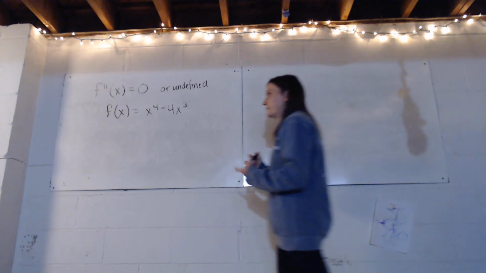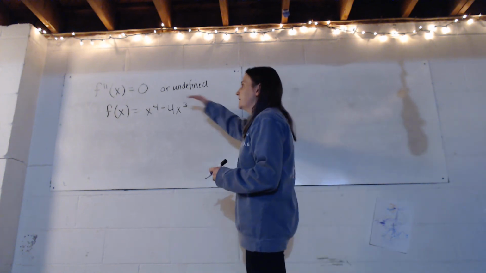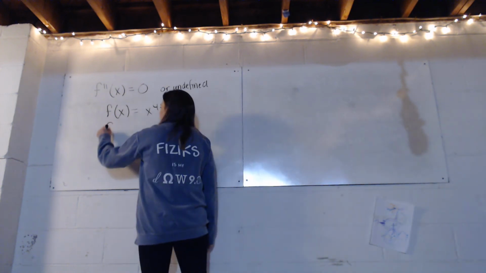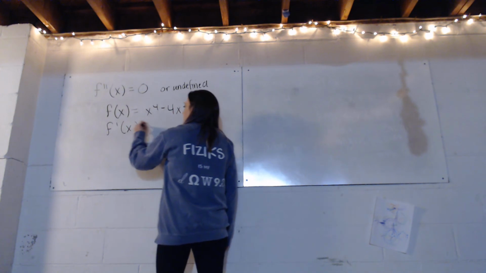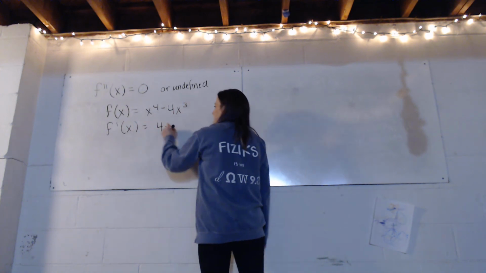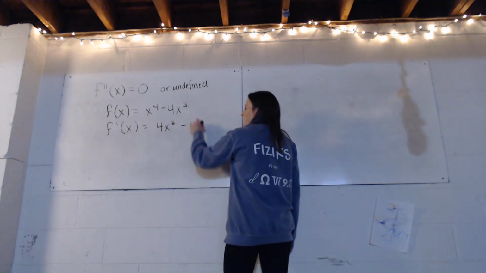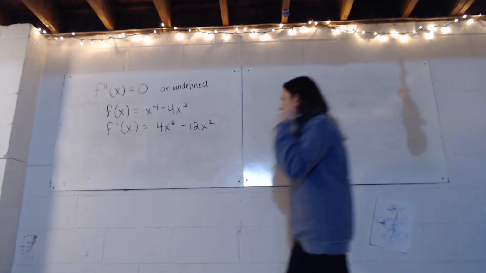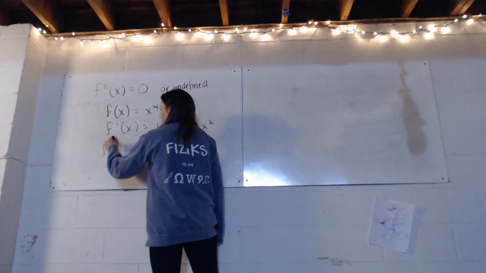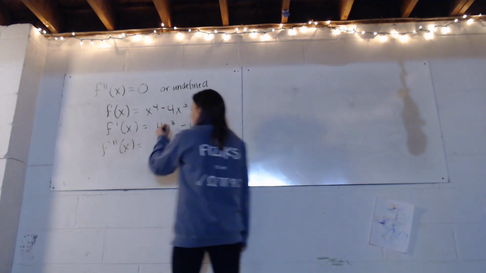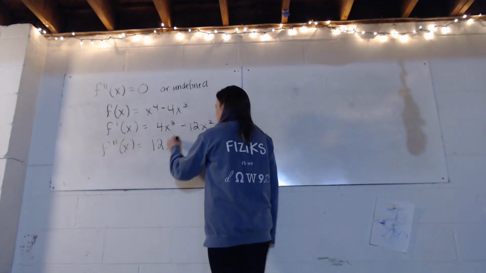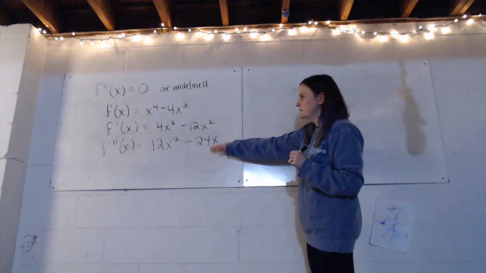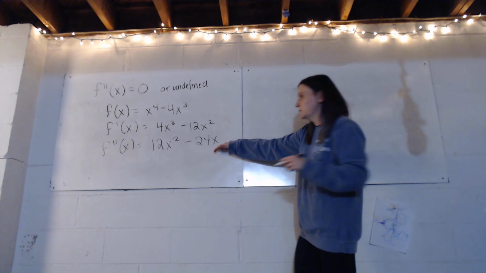Okay, so if I'm going to find my points of inflection, again, you always take the first derivative, then the second derivative. So the first derivative is equal to 4x cubed minus 12x squared. And then if I take the second derivative, you can see how much simpler this is than the last one. This is 12x squared minus 24x. Now I want to know where this is 0. That's how I find those points of inflection.